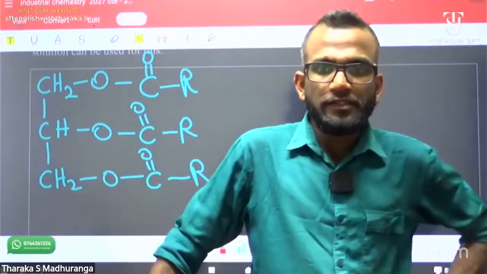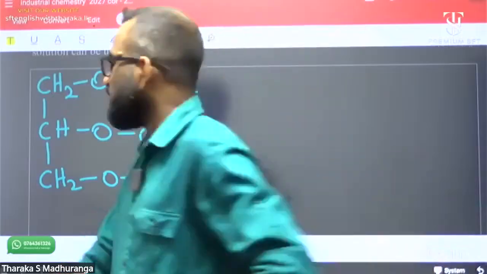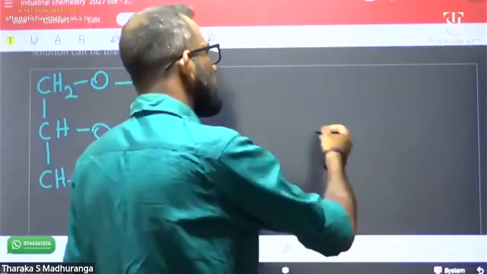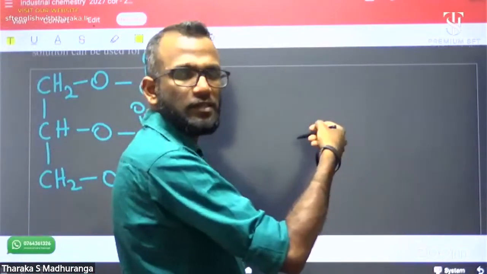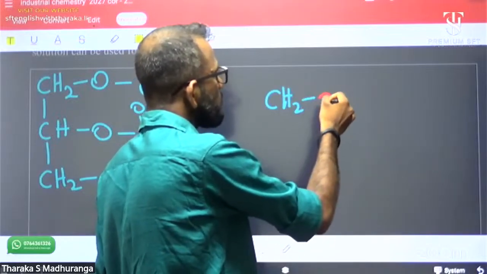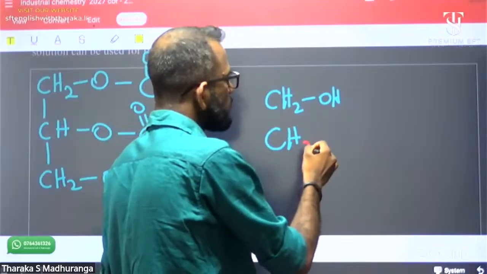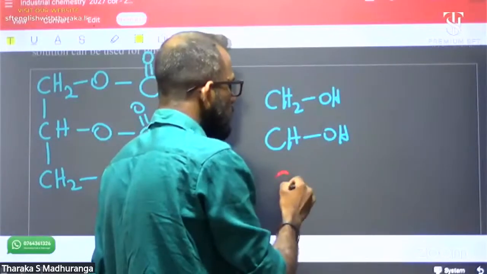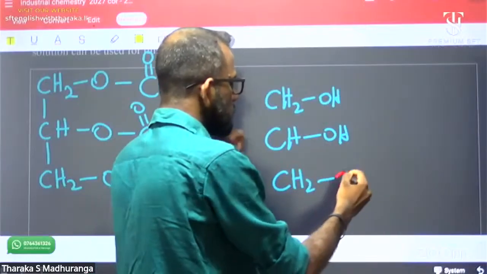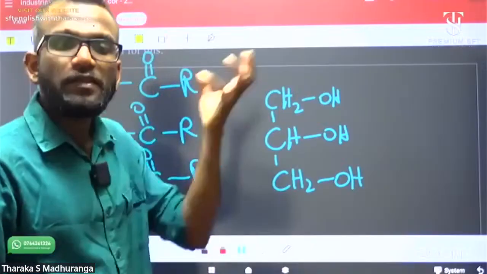This is triglyceride. How is triglyceride formed? Glycerol and fatty acid. What is the structure of glycerol? CH2OH, CHOH, CHOH, CH2OH, right? This is glycerol.